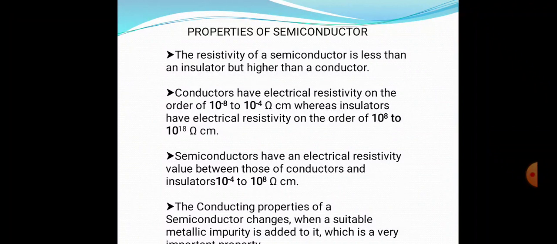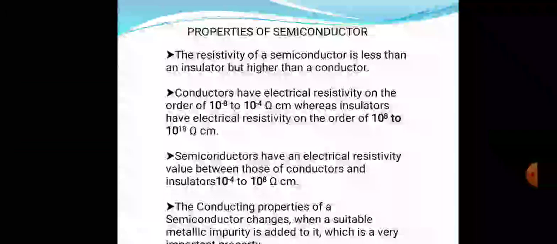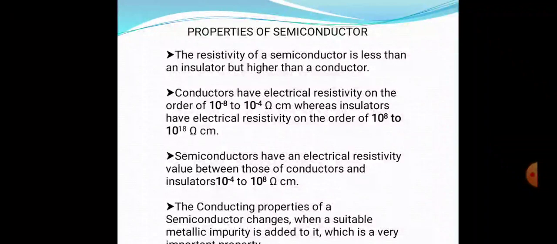The conductors have electrical resistivity on the order of 10 to the power of minus 8 to 10 power minus 4 ohm centimeter, whereas insulators have electrical resistivity on the order of 10 power 8 to 10 power 18 ohm centimeter. It is very high, so we cannot get that many electrons to move from valency band to conduction band in the case of insulator. That is why wood, rubber, and plastic always act as insulators.